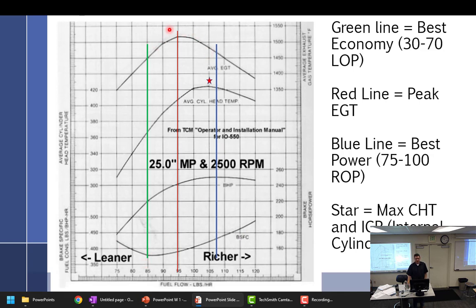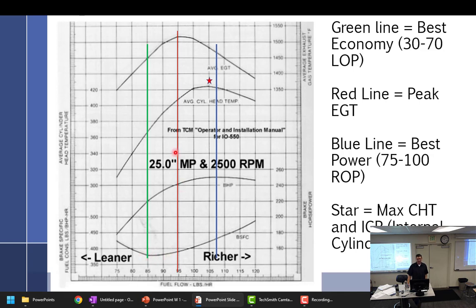So if we look right here at peak EGT, where I'm running two of my cylinders, we're going to note that my cylinder head temp is not too bad. It's low. This is for an IO-550, which I do not have, but in this case that would still be at 415 degrees. Is that good or bad? It's pretty hot. That's pretty freaking hot, if you ask me. Brake horsepower, not bad, close to the top. Specific fuel consumption, close to the bottom. We want it close to the bottom.